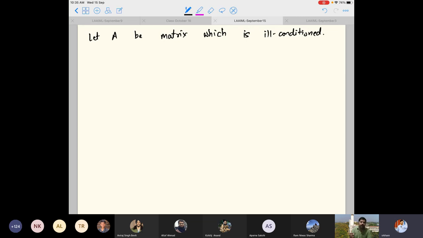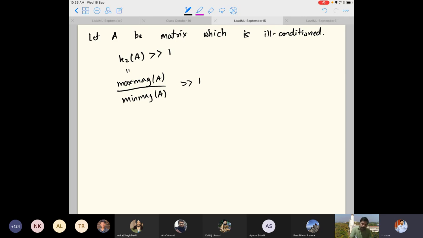Which is ill conditioned. So if this matrix is ill conditioned, that means that the condition number of A is really bigger than 1, right? And what is this condition number of a matrix? This is the maximum magnification of A divided by the minimum magnification of A. Okay, and this is really bigger than 1.